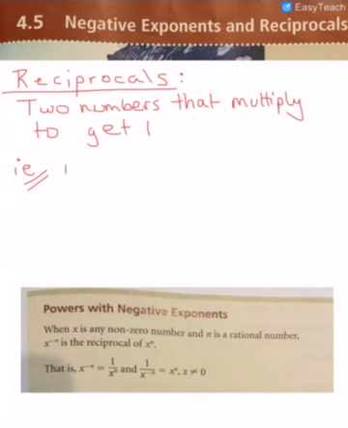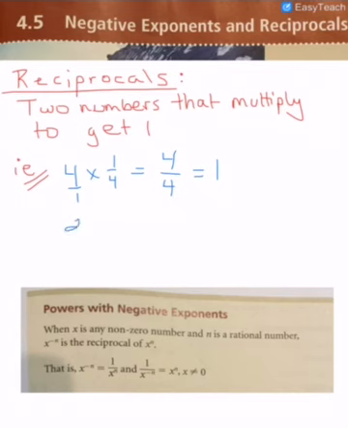For example, 4 and 1/4 are reciprocals. That's because 4 times 1/4, if I multiply them together, it's like 4/1. So you go top times top, so you'd get 4 on the top, bottom times bottom, so you'd get 4 on the bottom, and 4/4 is 1. So that's why 4/1 and 1/4 are reciprocals.